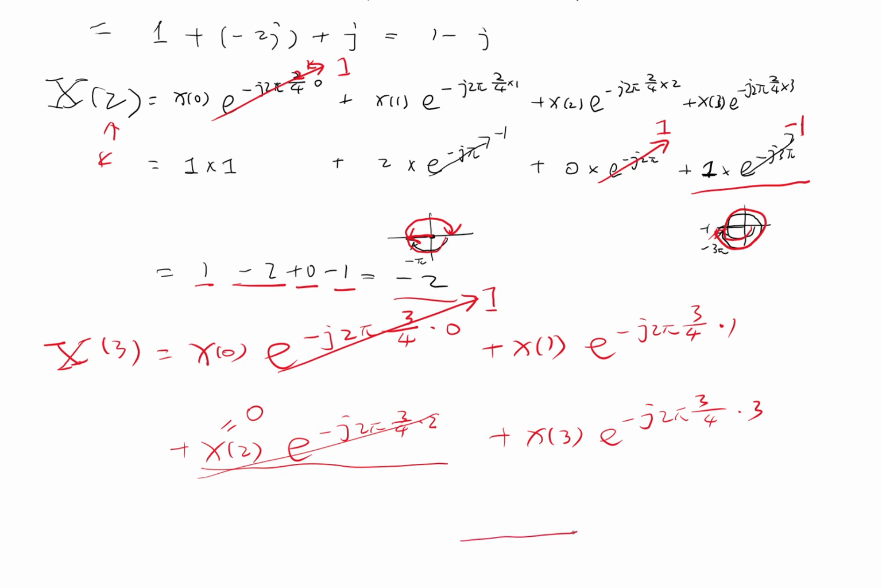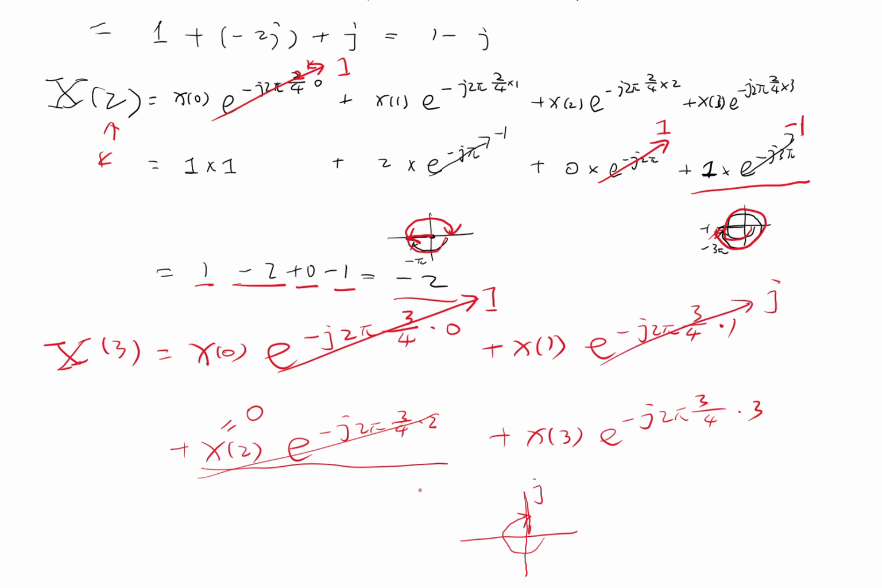And this is always a 3/4 of 2 pi. So this is 1/4, 2/4, 3/4 of 2 pi. So that is 1 of this. Okay, and this gives us a positive j, right? So this one is positive j.